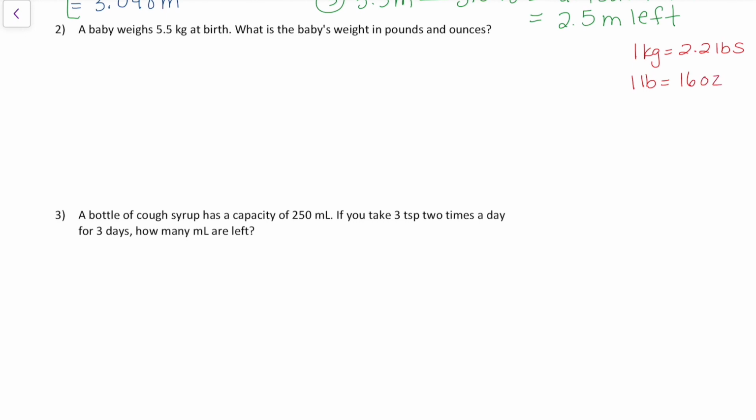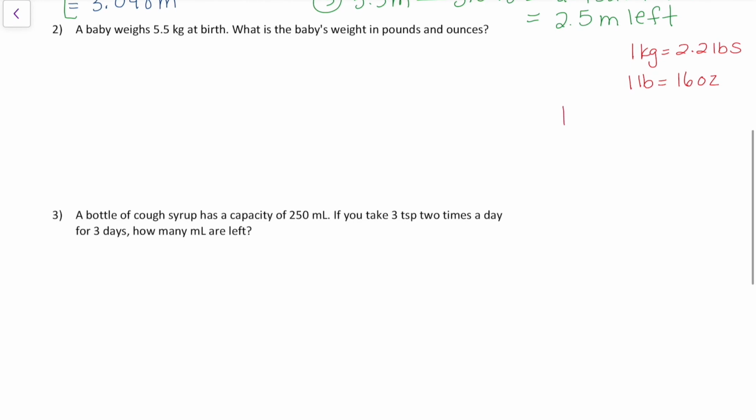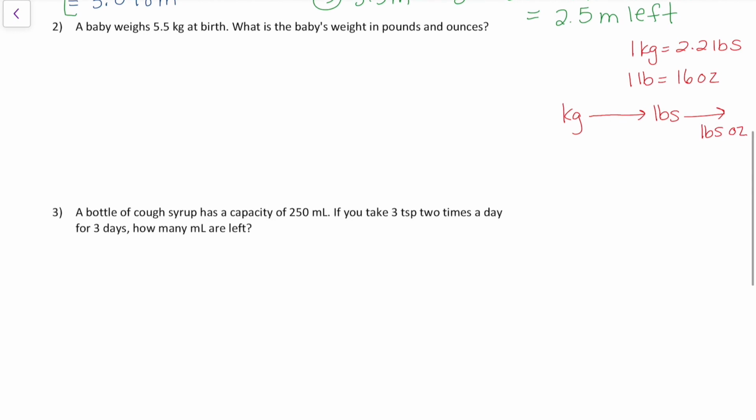And when it says it wants it in pounds and ounces, what it's saying is I want the whole number to be pounds. And if there's any left over where that's not a whole pound, you want to write that in ounces. So we need to figure out a pathway that goes from kilograms to pounds and ounces. And in this case, our bridge goes to pounds. So we're going to do from kilograms to pounds, and then from pounds to pounds and ounces.